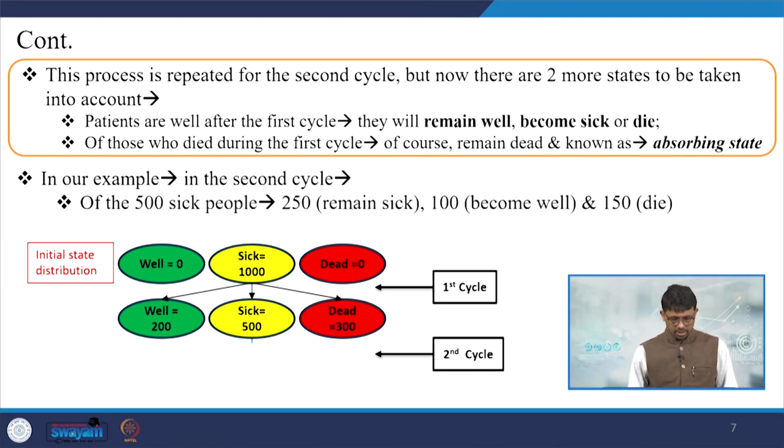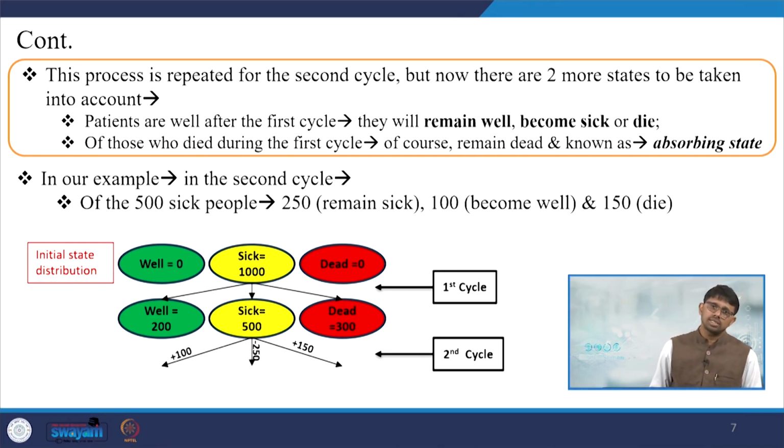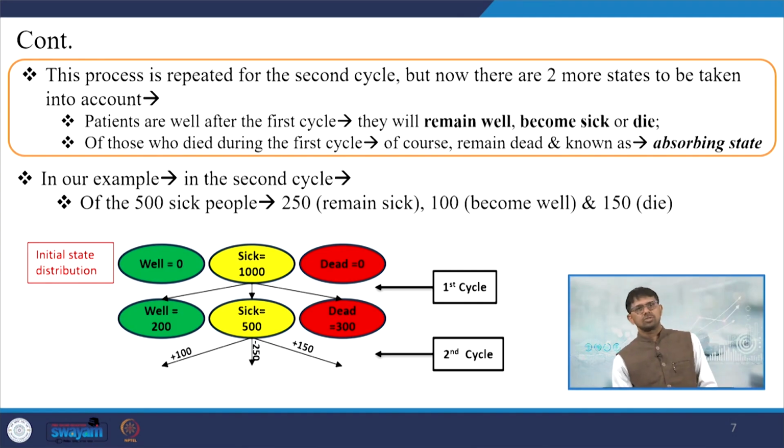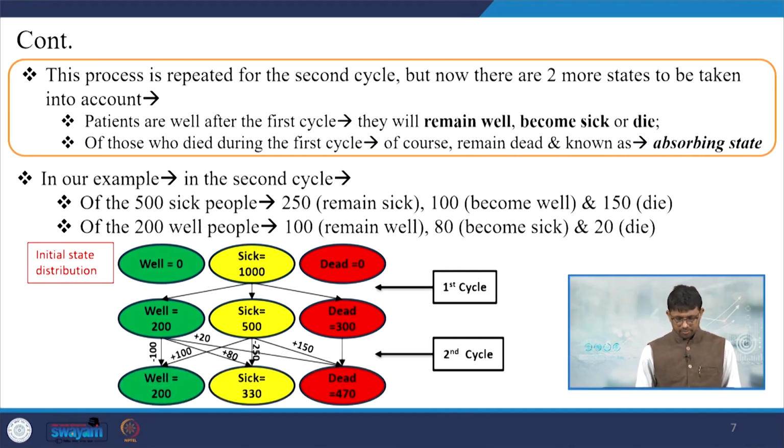Hence, in the second cycle the possibilities are a little complex. We start with the sick people. Out of 500, some might get cured, that is 100, and 150 are dead. So, the remaining 250 are still sick. Similarly, those who were cured in the first cycle might face trouble in the second cycle. Hence, the possibilities are like this: 100 may remain well out of 200, 80 might be sick, and 20 are dead.